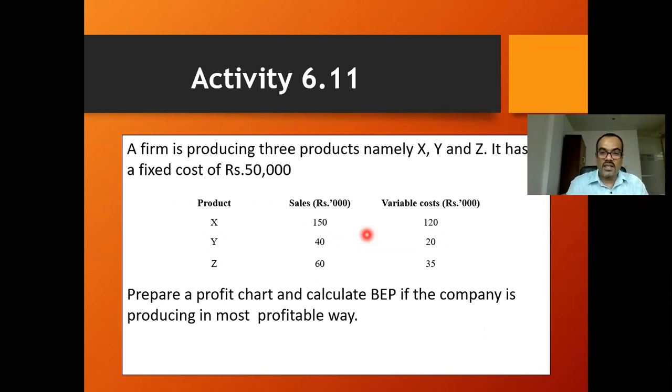So the differences are taken: 30,000, 20,000, 25,000. Add them together, it is 75,000, divided by 3 per unit, 25,000. Perfect. Now tell me, what is your break even? What is your break even point?